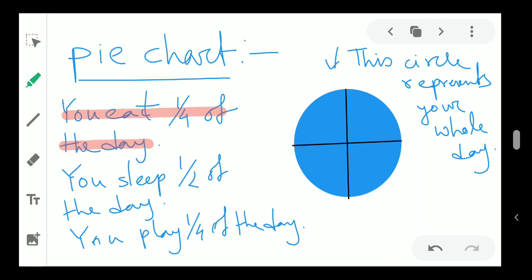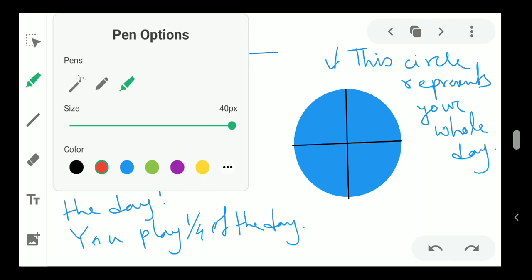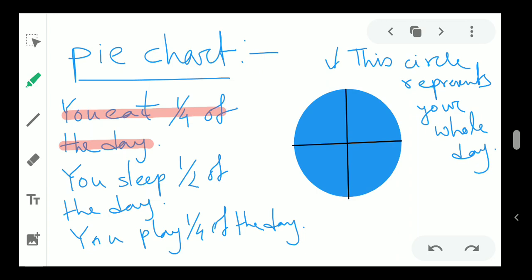1/4 of the day I eat, so that means 1/4. You can see clearly that out of 4 pieces, 1/4 means 1 piece out of 4 pieces. So you can color this one as your eating. That means 1/4 of the day you have eaten.